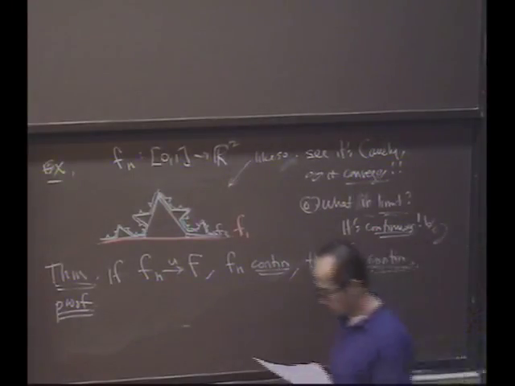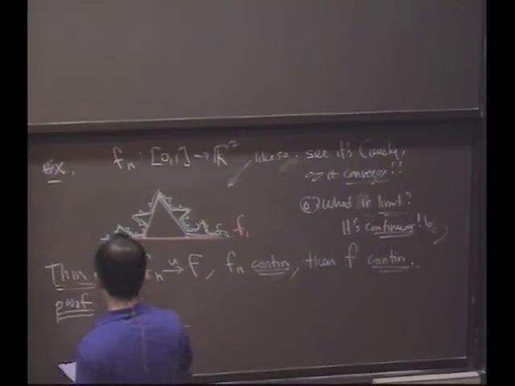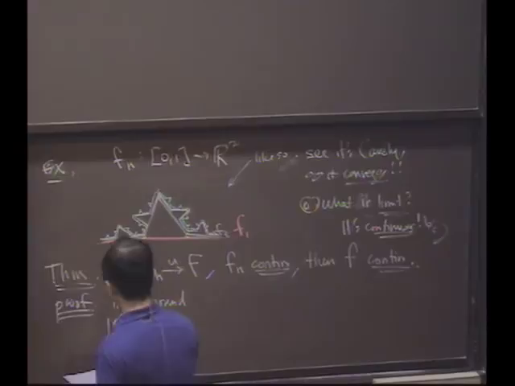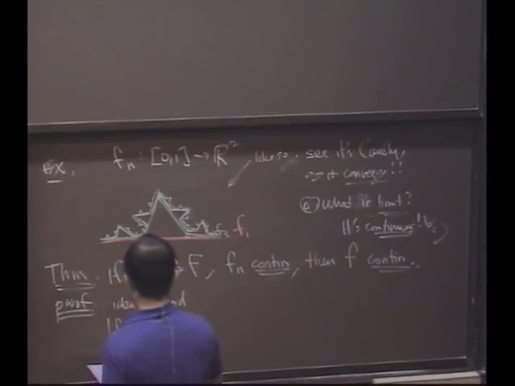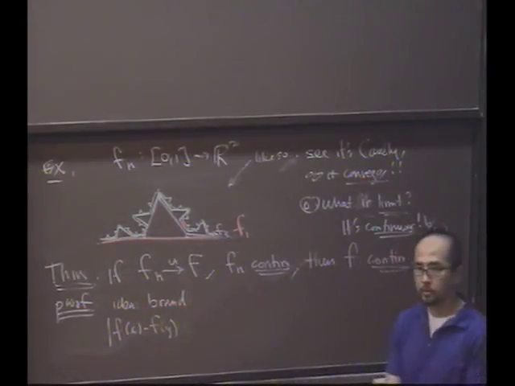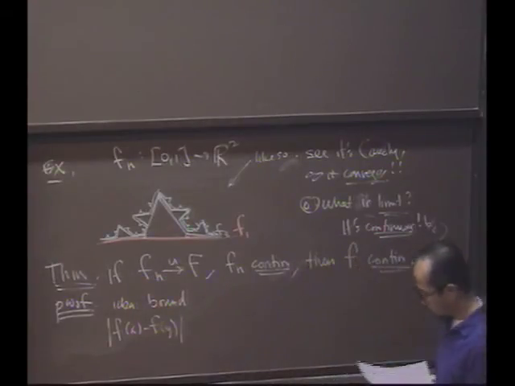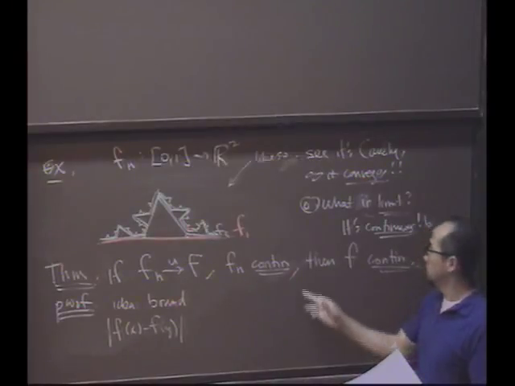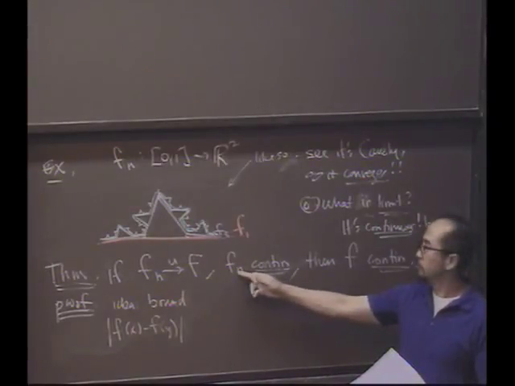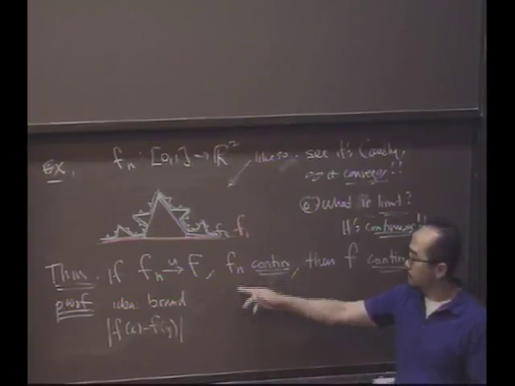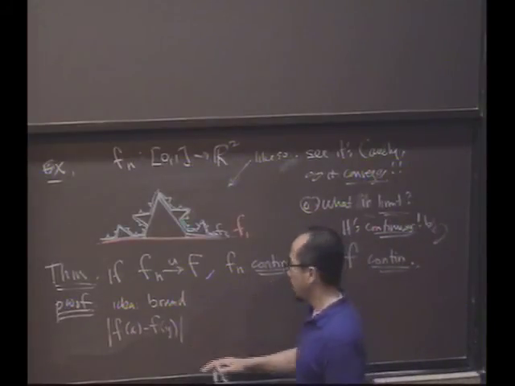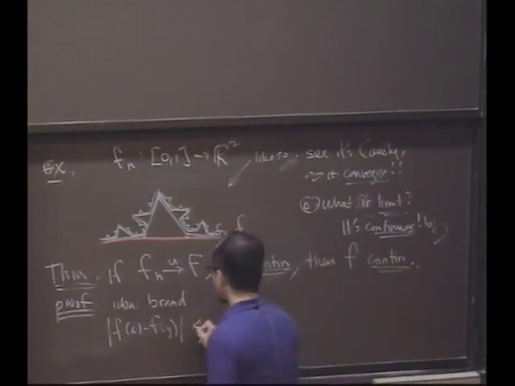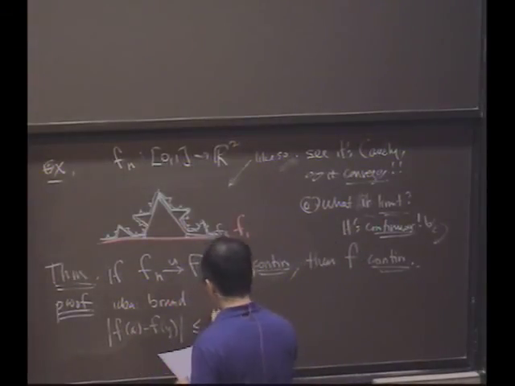Well, would you agree the idea here is to use the following bound. I want to bound the distance between f of x and f of y, yes? I want this to be small. What do I know is small? For a particular fn, I know fn of x and fn of y is small. And I know the distance from f to fn can be made small. So the bound is going to be a classic epsilon over 3 argument.